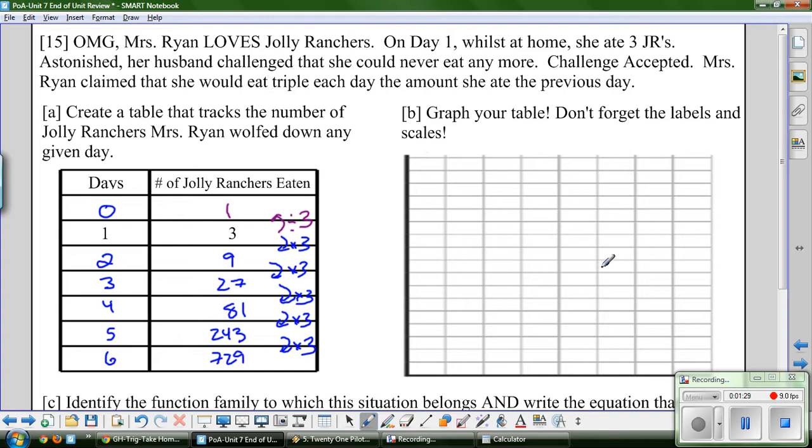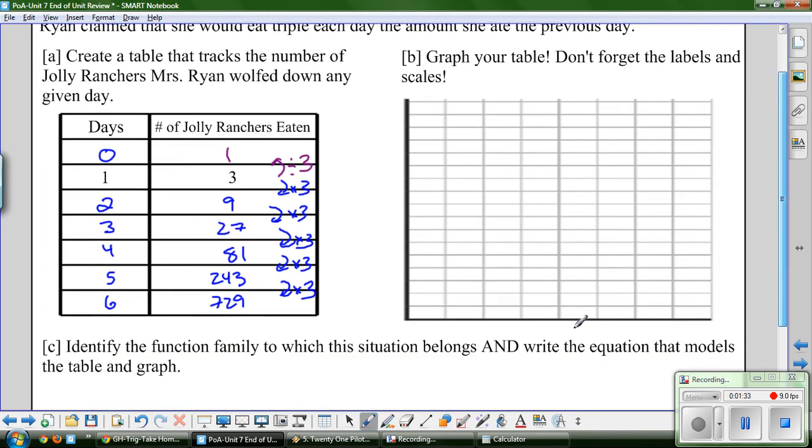Now we got to take that thing and graph it. Now the bottom of the graph seems pretty obvious. That's going to be your days. And counting, I think, is also going to be obvious. I think I'll just count by 1s. Now here is going to be a little bit worse because I got to get to 729. So what am I going to count by?